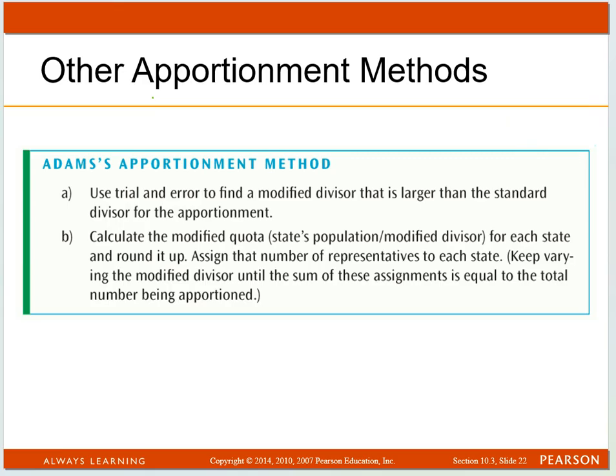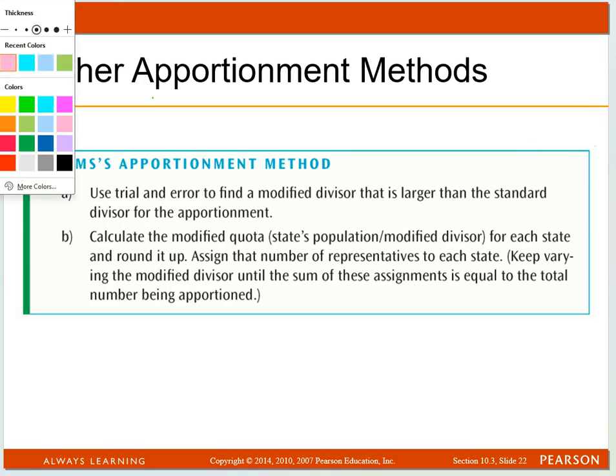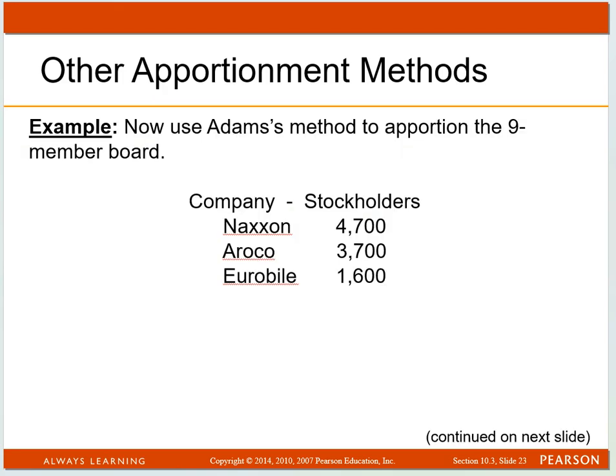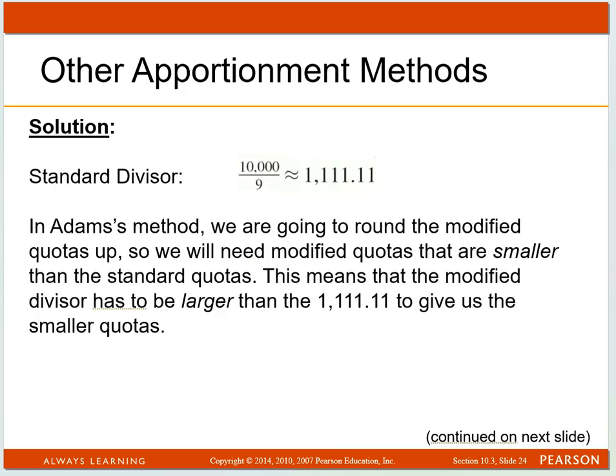So, when you're looking at Adams, he is going to use trial and error to find a modified divisor that is larger than the standard divisor for the apportionment. Calculate the modified quota for each state and round up. He just rounds up. It's the exact same methodology. So here's the same thing again. The same 3 companies, right? They still add up to 10,000. 10,000 divided by 9 is 1,111.11.